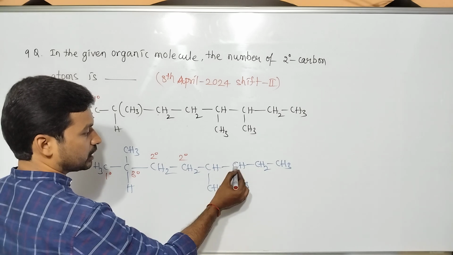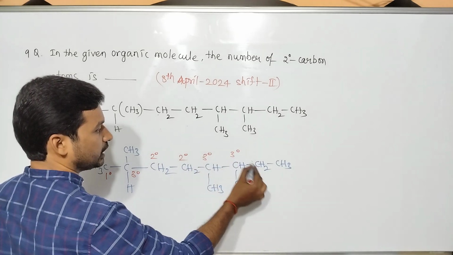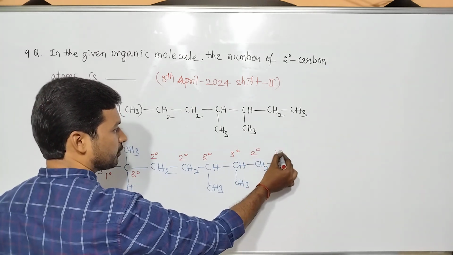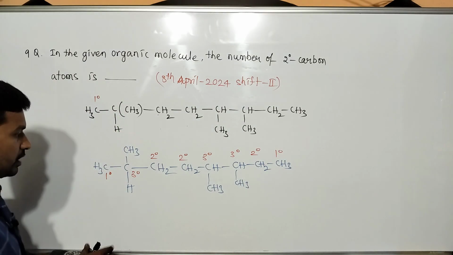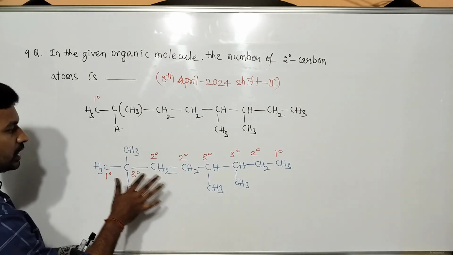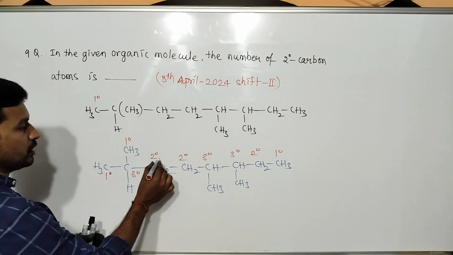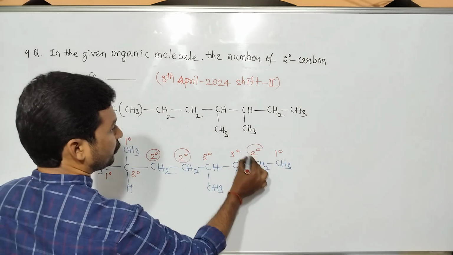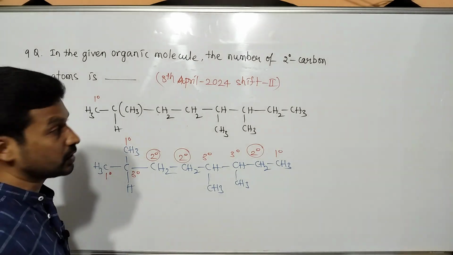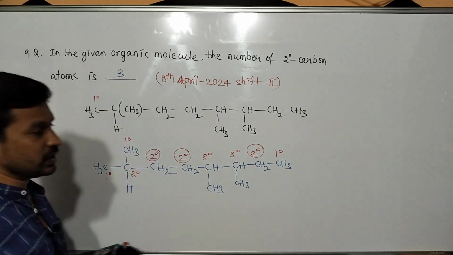This carbon is directly attached to three, tertiary. This carbon is directly attached to three, tertiary. This carbon is directly attached to two, secondary. This carbon is directly attached to only one. How many secondary? 1, 2, 3. Only 3 secondary. And what about this one? This is directly attached to only one carbon, primary. So 1, 2, 3. So what is the answer? The number of secondary carbon atoms in the molecule is 3.